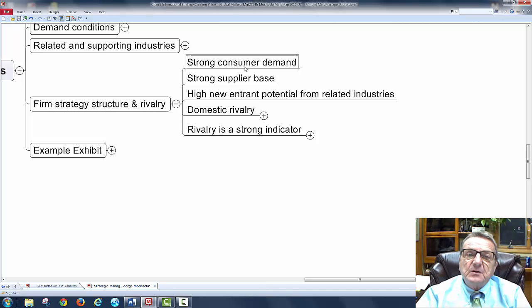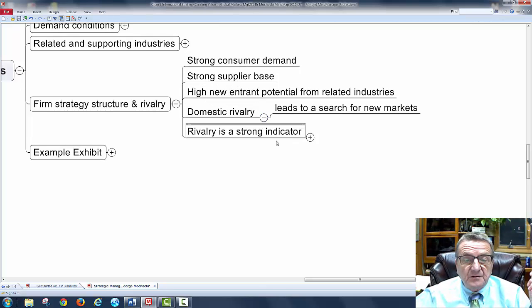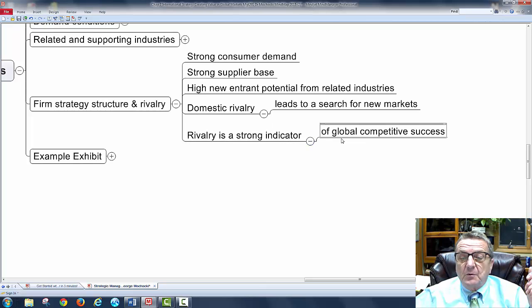Everything is self-centered. When we go later on strategically, you have to look at the value chain and logistics: where my suppliers are, my distribution, how to get the goods to my manufacturing, from my manufacturer to the retailer, and from the retailer to the ultimate customer. Domestic rivalry leads to a search for new markets. Rivalry is a strong indicator of global competition.